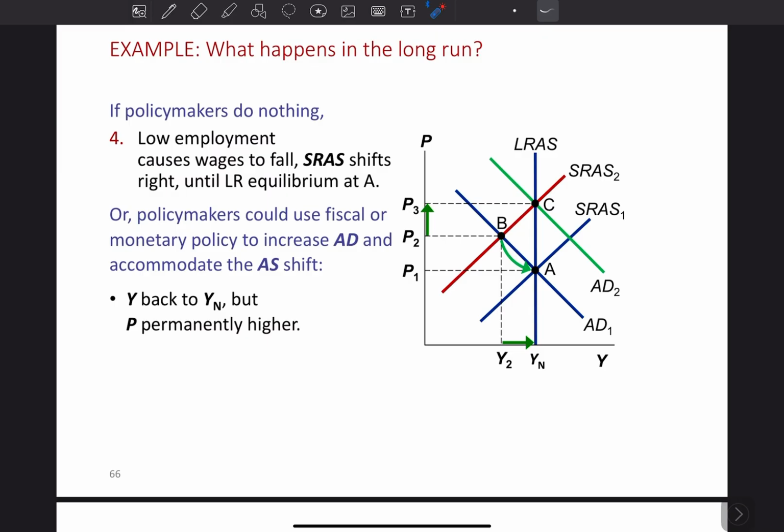Alternatively, policymakers can intervene using fiscal or monetary policy. They can be used to increase aggregate demand and accommodate the short-run aggregate supply. This will bring output back to the natural rate of output. Okay, if the government intervenes and shifts aggregate demand to the right, if the government encourages people to spend more, it will bring output back, but we will go to a permanently high level of prices. The level of prices will be permanently higher.